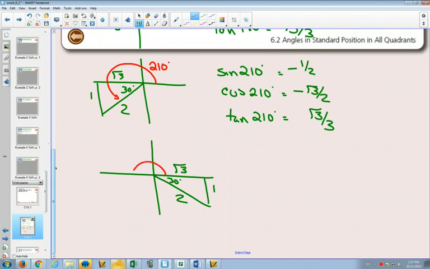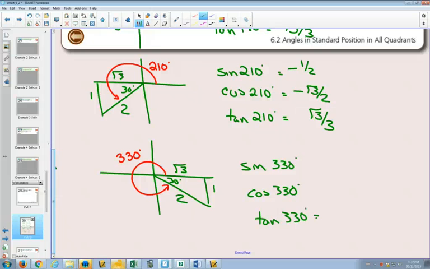And finally, in quadrant 4, if you have 30 degrees as your reference angle, this angle will be 330. So now we can do sine of 330, cos of 330, and tan of 330. They will all equal the same values as before. But now only one of these will be positive. Which one? Cos will be positive, so tan and sine will be negative.